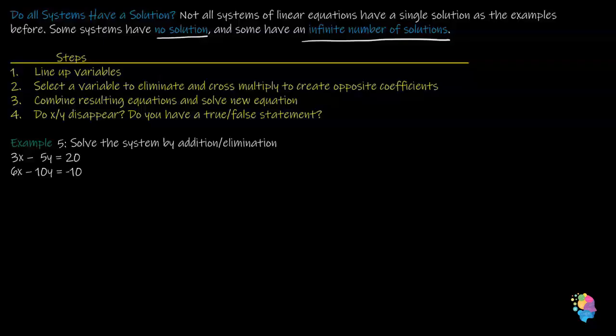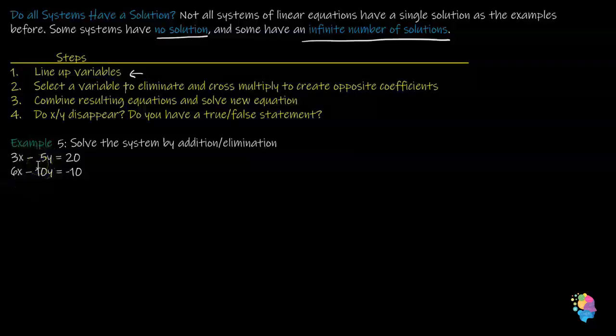Well, we're going to start just as before. We're going to go through the steps. First, we're going to line up the variables. And we see that these are already lined up. I have my x's, my y's, and then the equal sign. So now I'm going to have to select one of the variables to eliminate by cross multiplication to create opposite coefficients. Now notice that this time the x's have the same sign and the y's have the same sign.